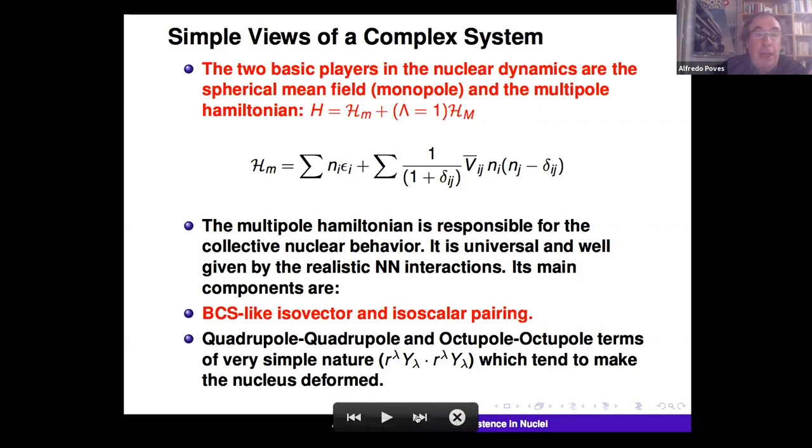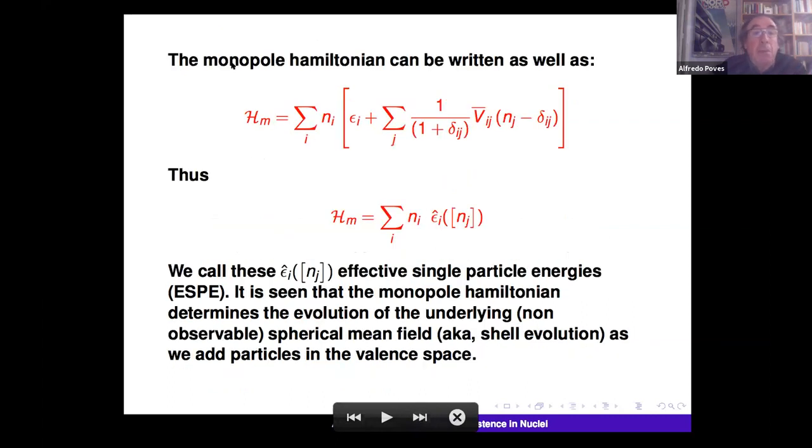This is already a way of making the nuclear interaction simple. Whatever you do, at the end of the day, if you take Kuo-Brown, old style, or valence space in-medium similarity renormalization group matrix elements, this is the underlying structure. And this is what will tell you what the manifestations of the nuclear dynamics will be in a particular nucleus. The monopole Hamiltonian can be written in this way, where you see that it contains effective single-particle energies. So the monopole Hamiltonian is giving you the shell evolution when you add neutrons and protons in your valence space.